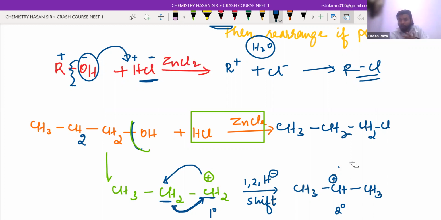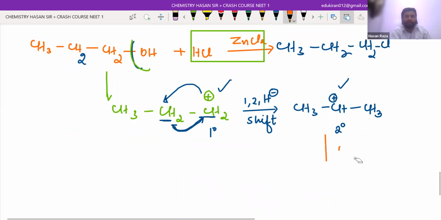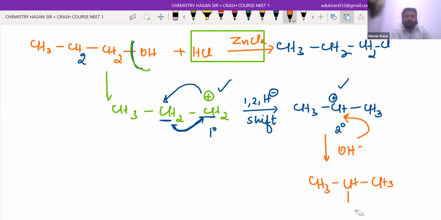Now since this carbocation is more stable, rearrangement will take place. Whenever you do a rearrangement from one to another, the other should be more stable than the first one. As you can see, this is your 1 degree carbocation and this is your 2 degree carbocation. That means the 2 degree carbocation is more stable and hence the rearrangement will take place. Then Cl minus will attack here and you will get propane 2-ol. Are you getting my point, everyone? Saf, Alan, Mamuna?